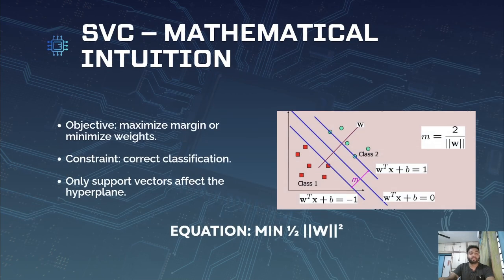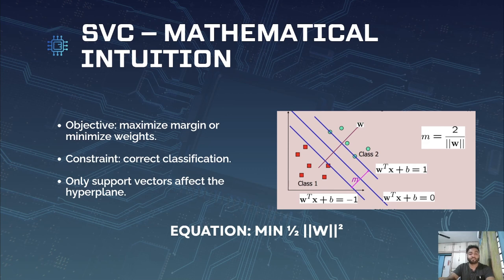Let's dive into the mathematics behind the SVC model. Don't worry, we'll keep it intuitive. The goal of SVC is to maximize the margin between the classes. In mathematical terms, this means we are trying to minimize the norm of the weight vector W while ensuring that all data points are correctly classified.